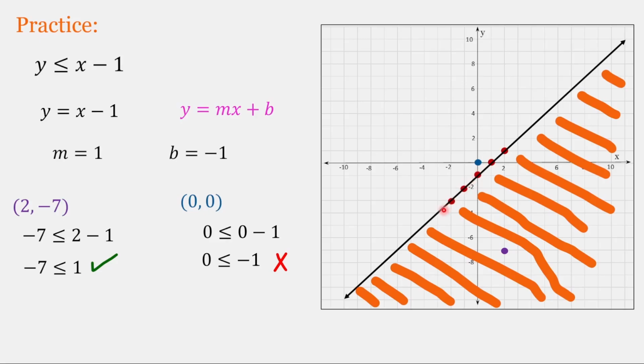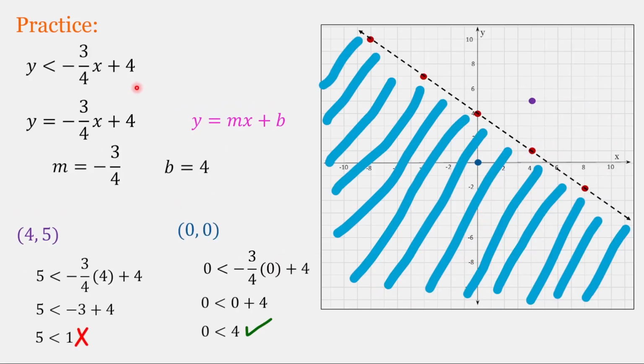We now have our boundary line, and we're going to select a point on each side of this boundary line. I selected the origin again, 0, 0, and also the point 2, negative 7. Testing the point 2, negative 7, we did get a true statement. Testing 0, 0, we got a false statement. So we shaded the region with the point 2, negative 7.